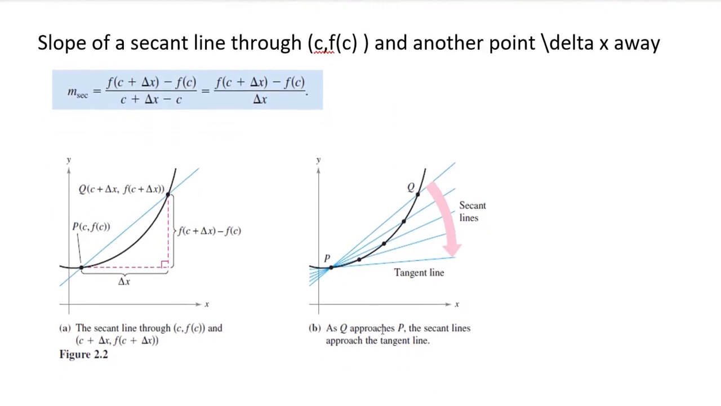So just drawing a little bit of connection. We have the slope of a secant line through this point C comma f of C. So this is point C comma f of C.